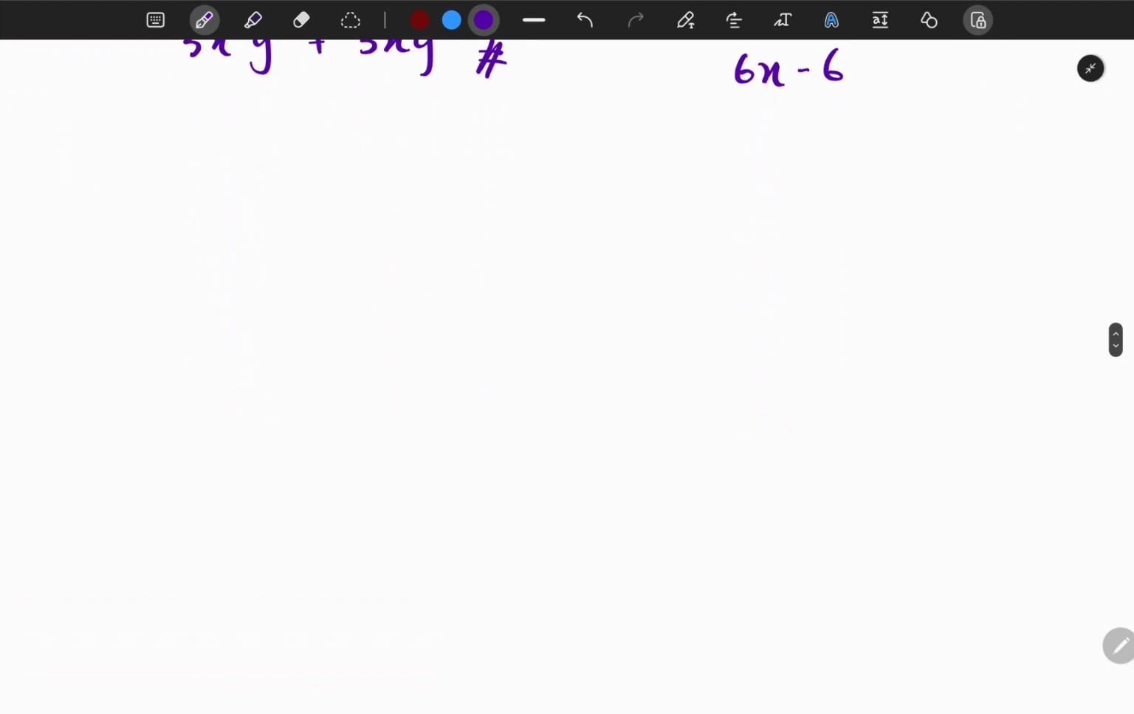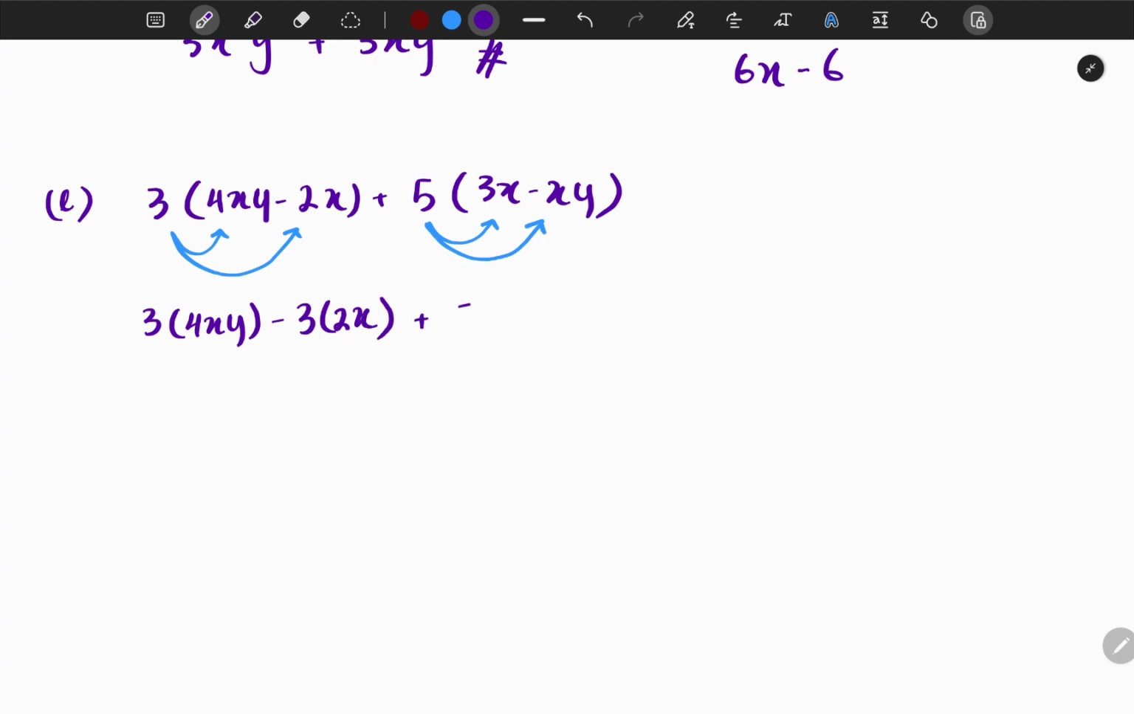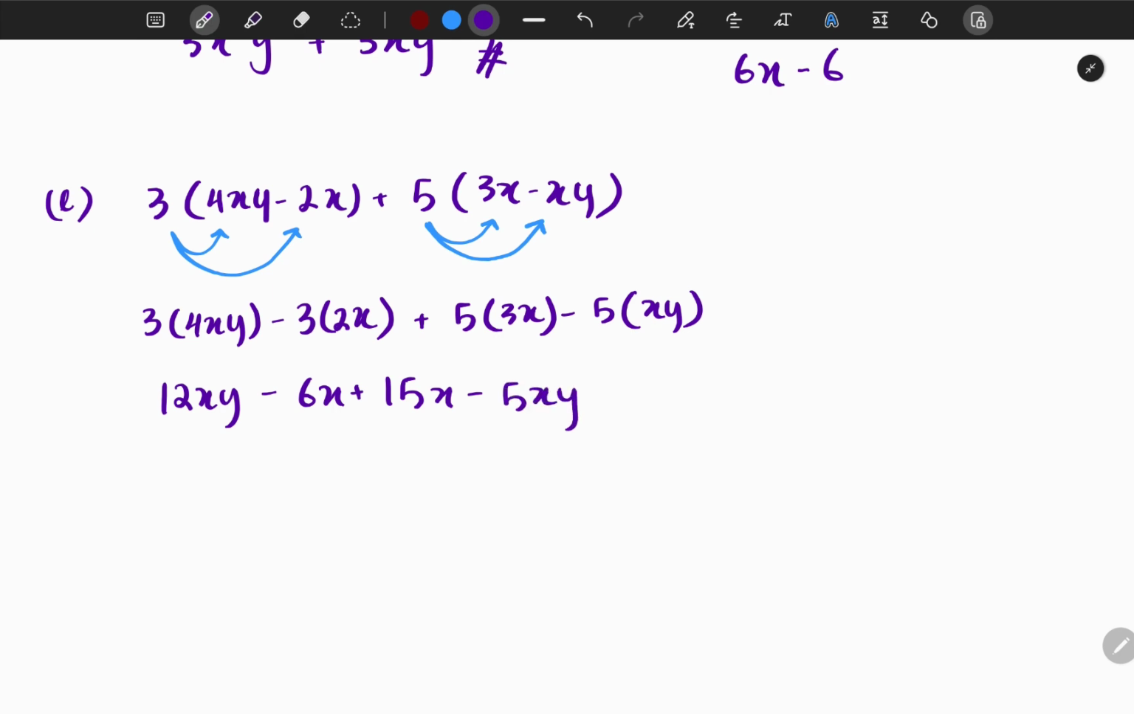Last question for today, question E. 3 multiply in brackets 4xy minus 2x plus 5 multiply in brackets 3x minus xy. Two different terms, but both of them are still going to be expanding the brackets, right? The first term we have 3 multiply 4xy, 3 multiplied by negative 2x. The second term we have 5 multiply 3x and 5 multiply negative xy. So in the end of the day, you get 12xy minus 6x plus 15x minus 3xy. And after you collect all of the like terms together, you get 9xy plus 9x.